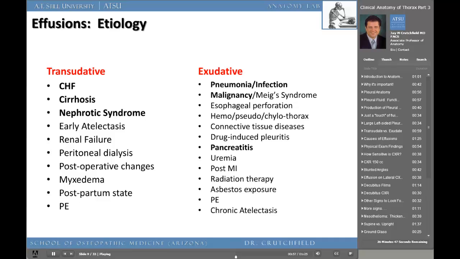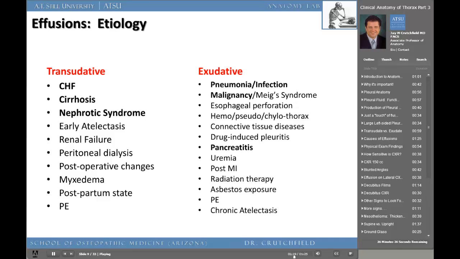An exudative or an inflammatory or infectious process such as pneumonia, cancer, or pancreatitis will lead to an exudative effusion. Also note that patients who have a heart attack get an exudative effusion. I would be suspicious that MI could also cause a transudative effusion.